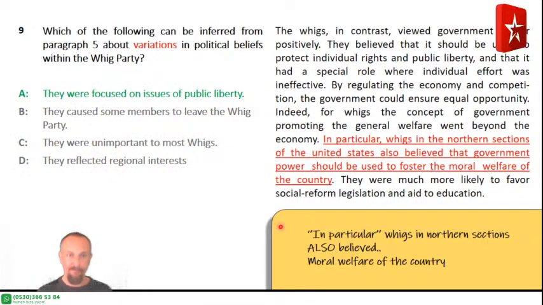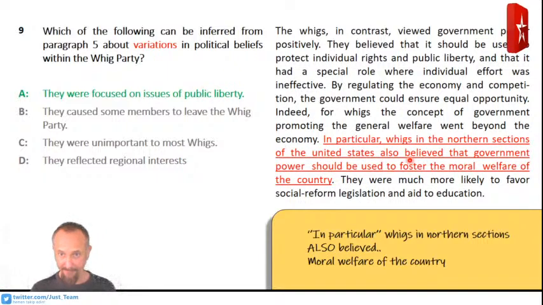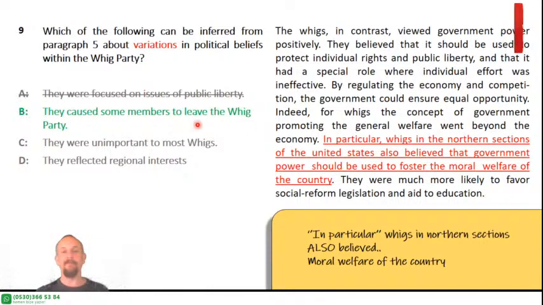Okay, so let's go through them together. A: they were focused on issues of public liberty. Again, our key word here is public liberty. Do we have that idea down here? The answer is no. Then we go to B: they call some members to leave the Whig Party. Some members leaving. Let's have a quick look. We can always double check, do the long way round. I can't see that anywhere, other members. I think we can eliminate B as well.